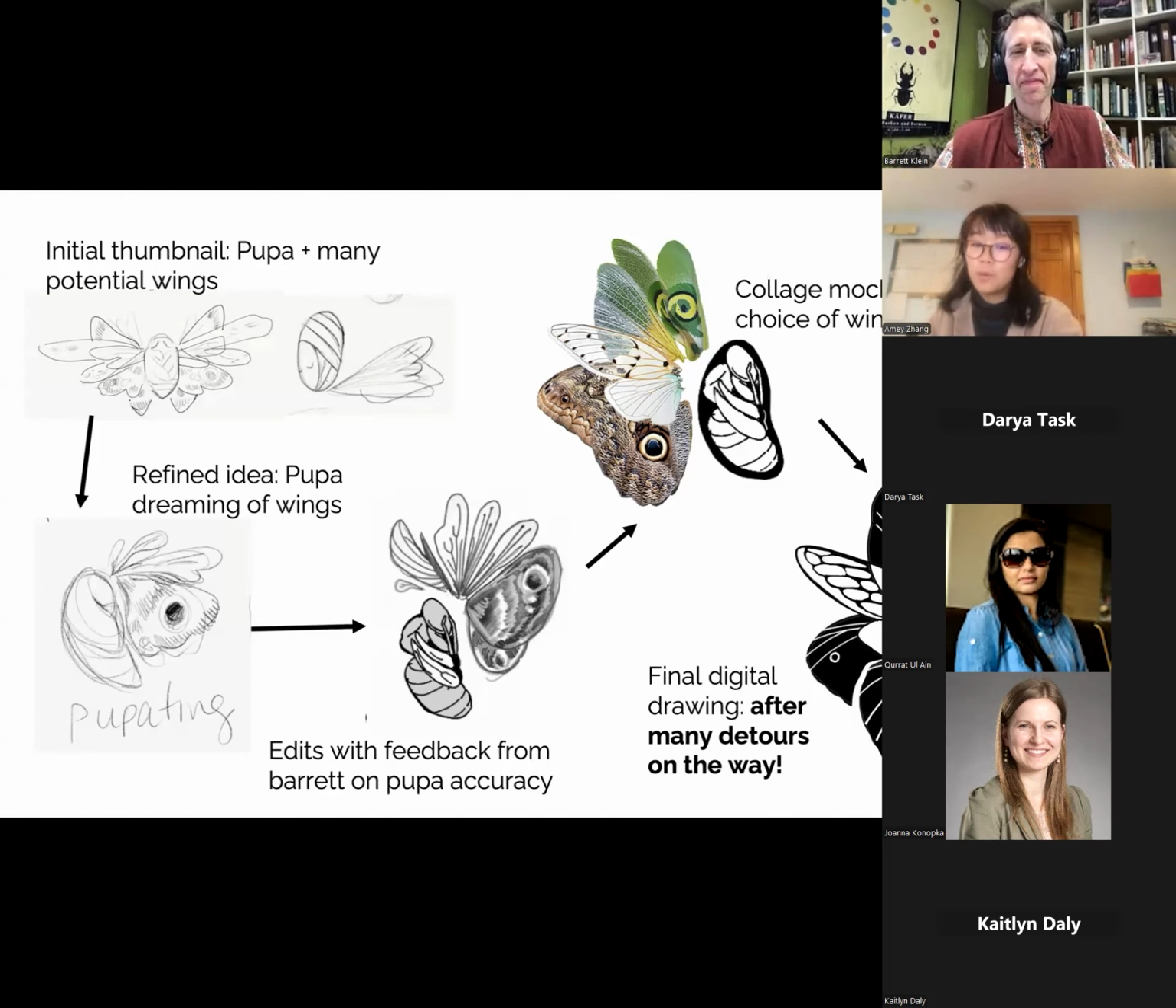To incorporating feedback from Barrett about the importance of that pupa accuracy and refining that down to this collage mock-up in which Barrett and I together chose wings based on aesthetics and also personal connection. And then to this final digital drawing. But I want to emphasize that even though we can see this linear process, the process itself is not linear at all. So next slide.